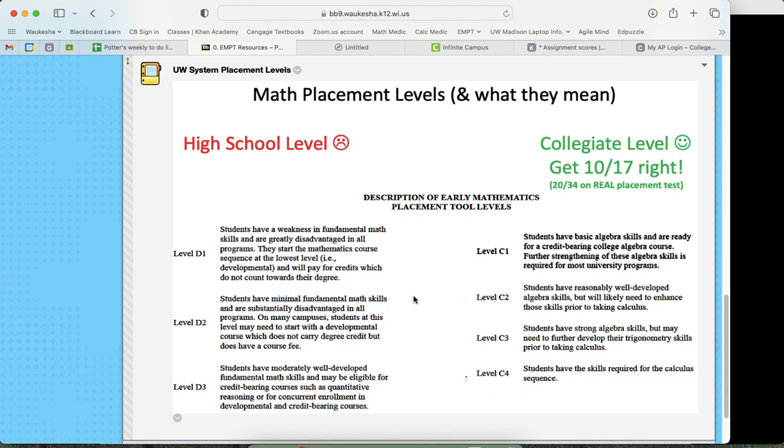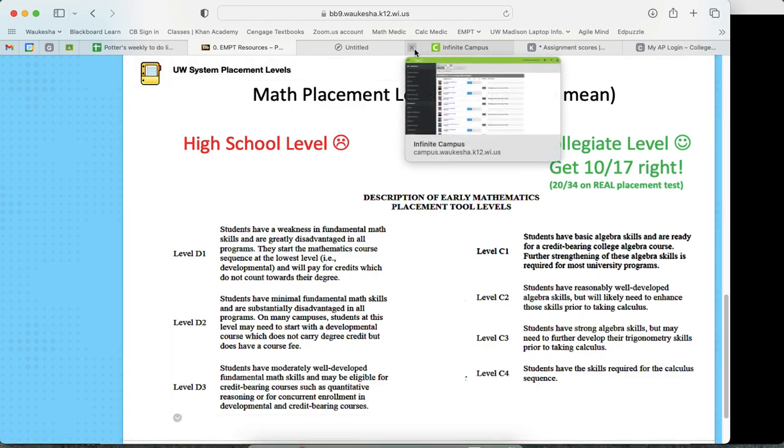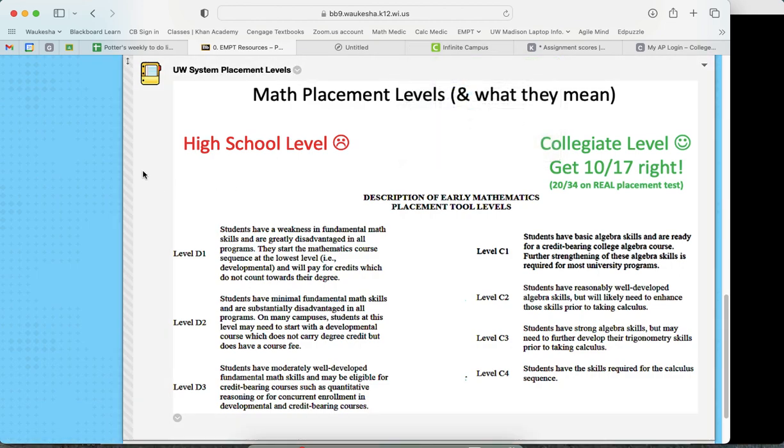Now, these math placement levels are for the UW system math placement test. So that's what this says up here, UW system placement test levels. And so this applies to any UW system school, but it also is really similar to the guidelines that most of the private colleges and universities in the state of Wisconsin follow as well.